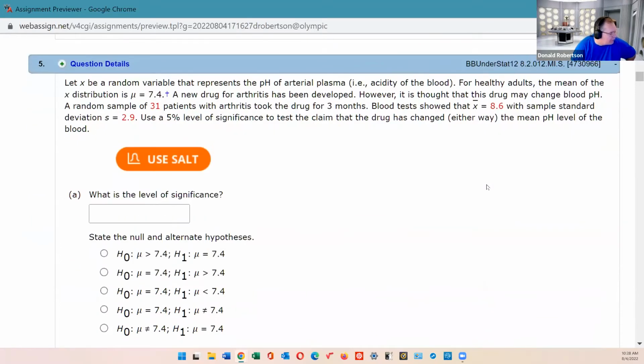So the next one, anybody who's in the medical field, you are going to tell me if this is correct, because I have no idea. Let X be a random variable that represents the pH of arterial plasma. Did you know, because I didn't, that your blood has an acidity? Is that right? Okay, so this isn't made up, this is real stuff, right?